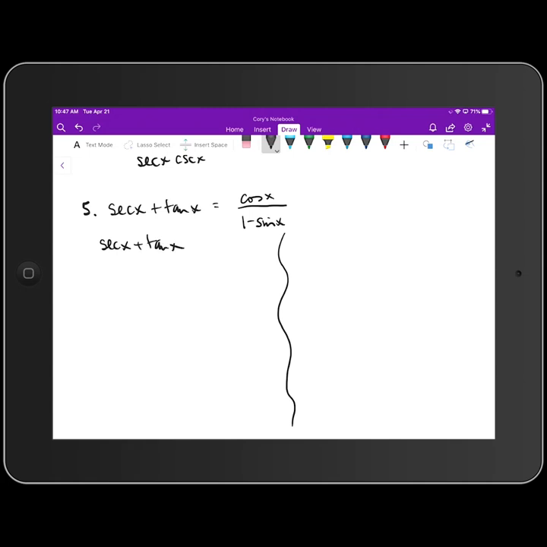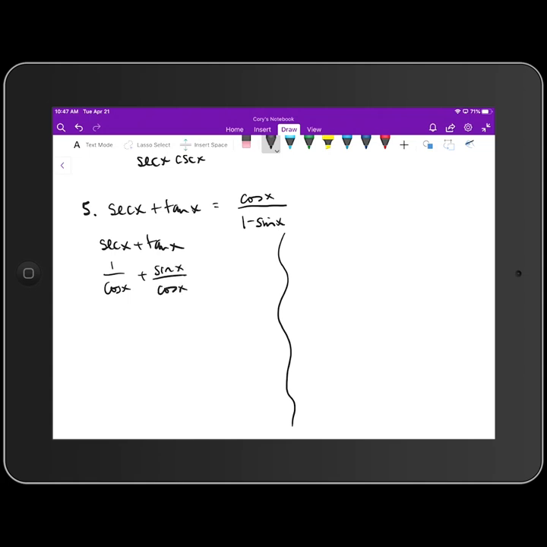we have the secant of x plus the tangent of x, which when we look at the right-hand side, that's written in terms of cosine and sine. So I'm going to go ahead and write secant and tangent in terms of cosine and sine. So secant is 1 over cosine. Tangent is sine over cosine.